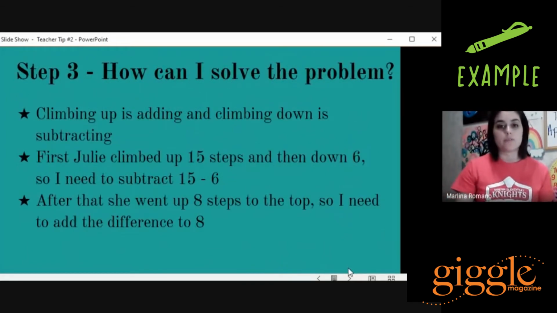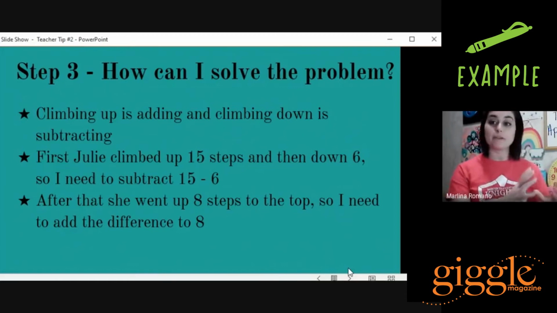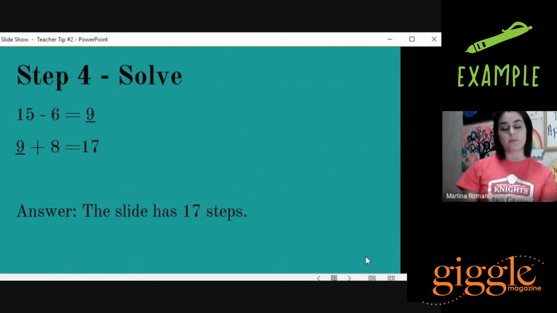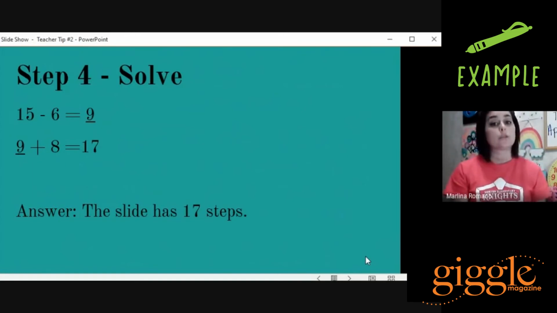Step 3, how can I solve the problem? Again, we are going to think of climbing up as adding and climbing down as subtracting. First, Julie climbed up the 15 steps and then back down 6. So she's at 15, climbs down 6. So we are going to have to subtract 15 minus 6. After that, she went back up 8 steps to the top. So whatever 15 minus 6 equals, that difference we have to add to 8. So that's how we are going to solve the problem. Step 4 is solve. Here you're going to write down your equations and solve them. So the answer for this word problem is the slide has 17 steps.